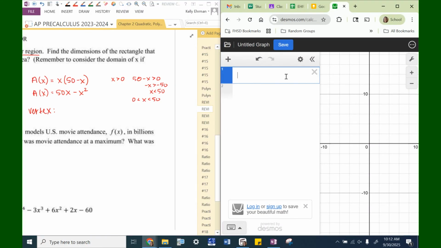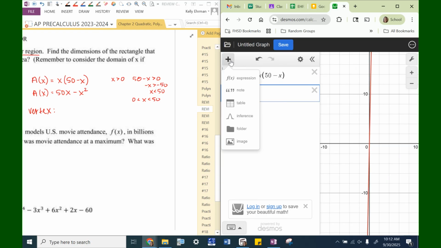Okay, so I'm going to show you DESMOS. Here we go. So suppose I don't distribute, I just leave it as x times 50 minus x. Doesn't matter. Now, by default, I can't really see much of this. I could just zoom out, but sometimes the vertex is at a really large number and the zooming gets kind of crazy. So I want to remind you how to zoom fit.